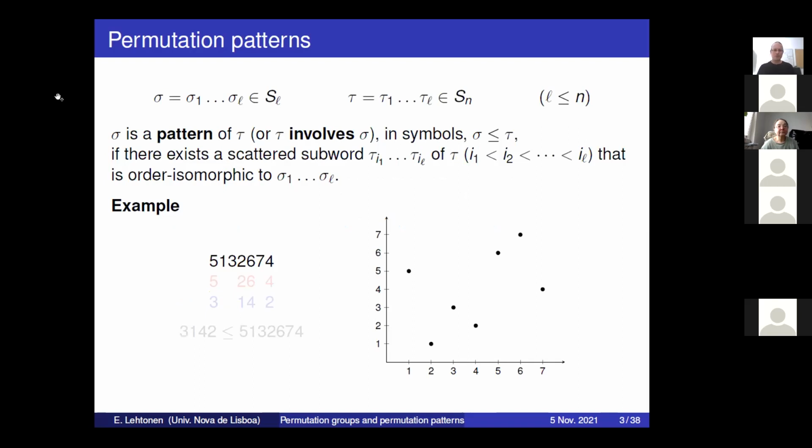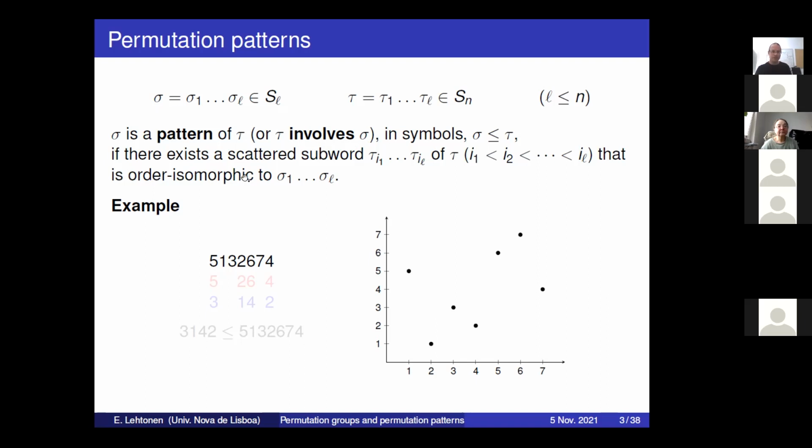So what is a pattern of a permutation? Let sigma and tau be permutations, sigma of rank l and tau of rank n, l at most n. We say that sigma is a pattern of tau, or that tau involves sigma, if there is a scattered subword of tau, we can pick up some letters from the word tau, so that the resulting subword is order isomorphic to sigma.